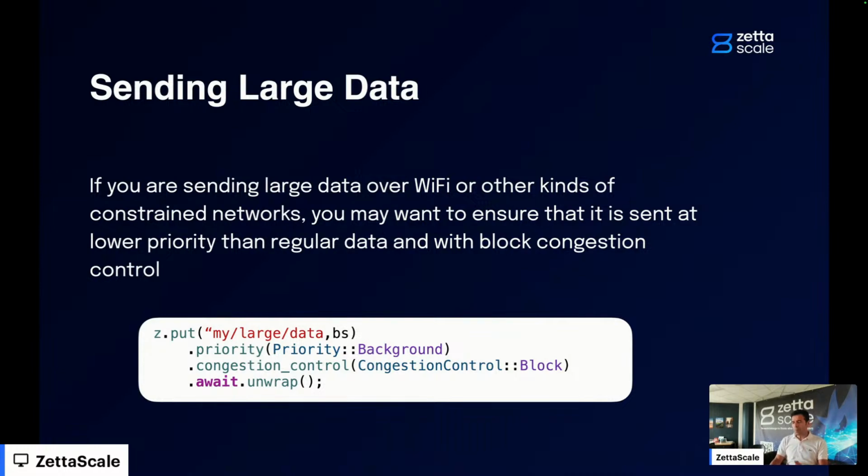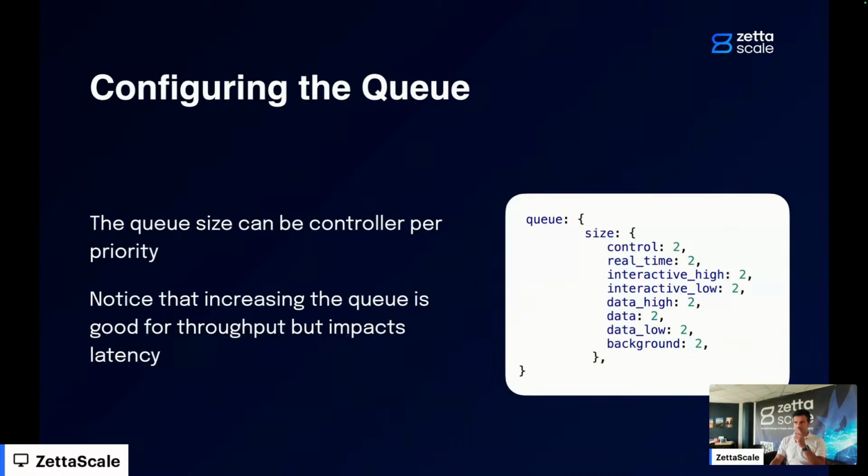Okay, so moving forward, how do you configure the queue? You can configure the size of the queue per priority, and we will look at configuration at the tail end of this webinar. But in general, out of the box, you have 2 slots for each priority level. Notice that increasing the queue is good for throughput, but has an impact on latency, and obviously has an impact on memory utilization too. So there is, as always, a balance between throughput and latency, and you can decide how you want to play that balance.